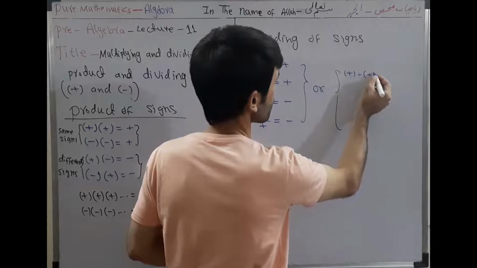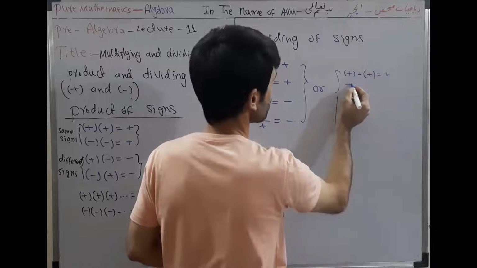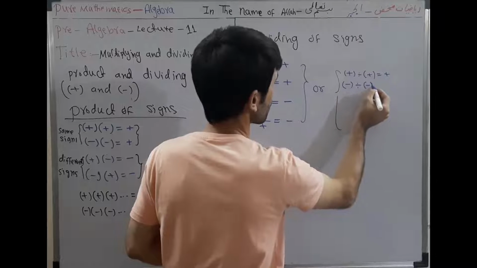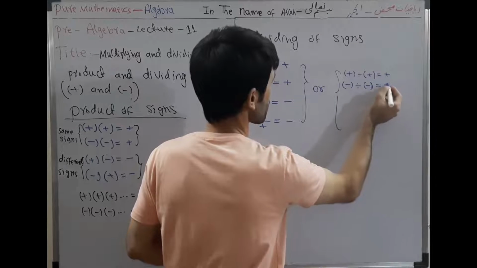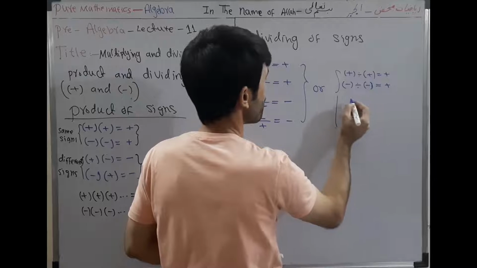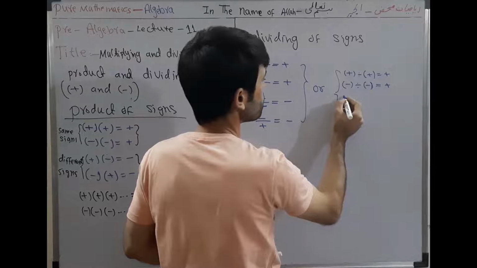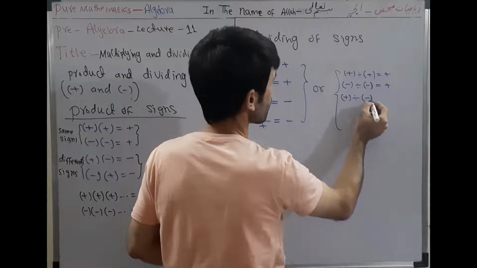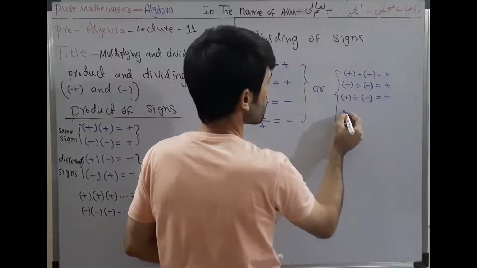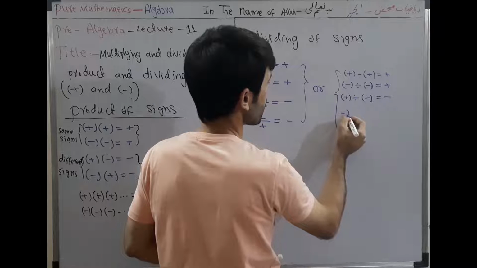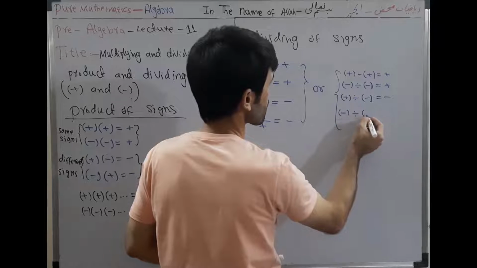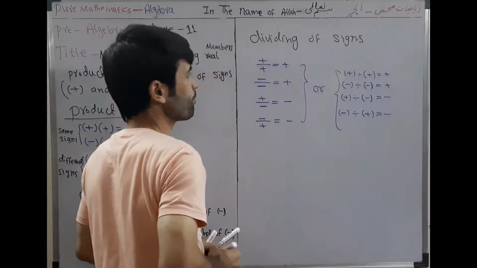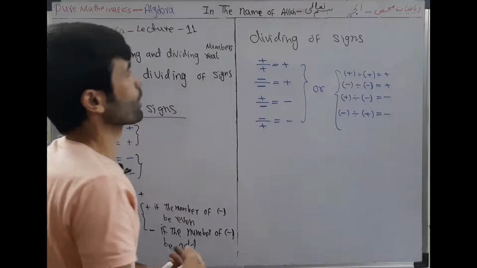Positive divided by positive is equal to positive. Minus divided by minus is equal to positive. Positive divided by minus is equal to minus. Minus divided by positive is equal to minus. It is the rule of dividing of signs.